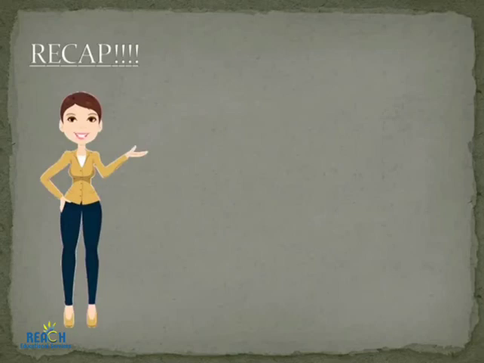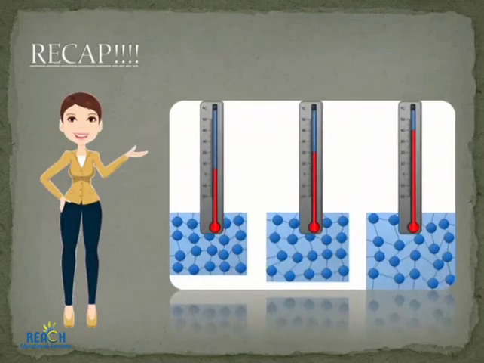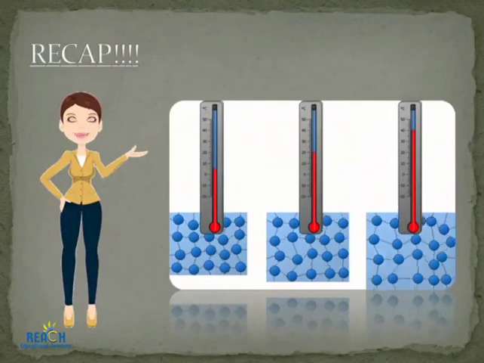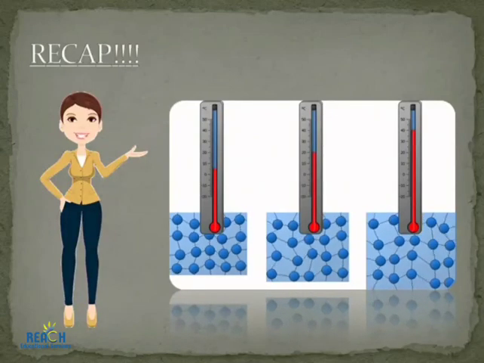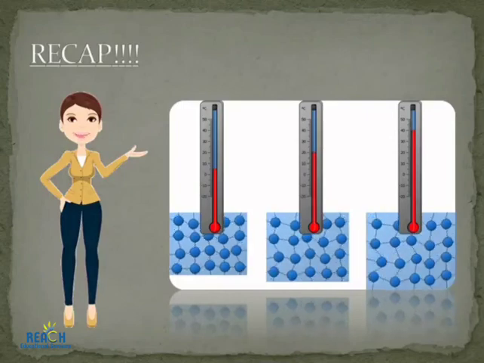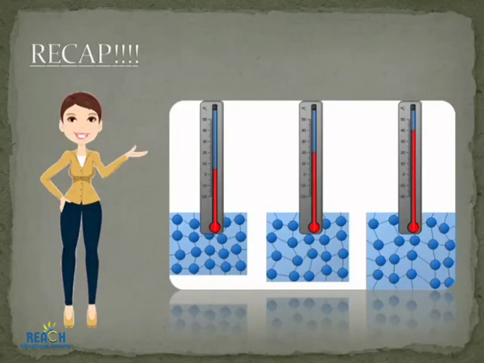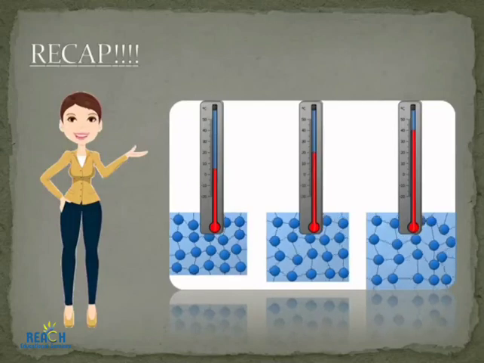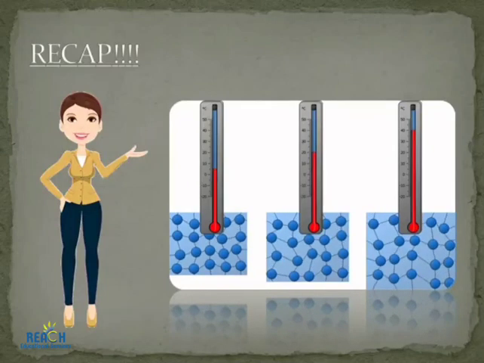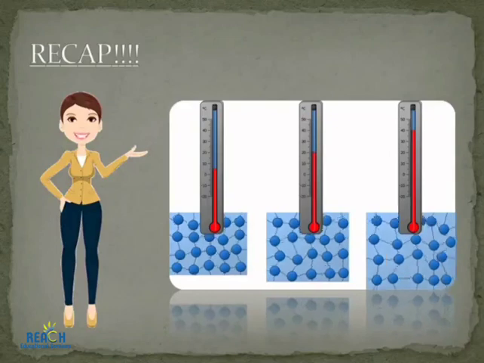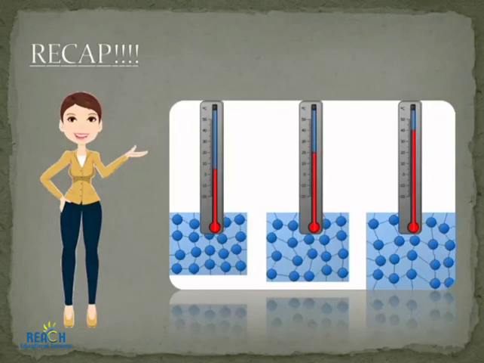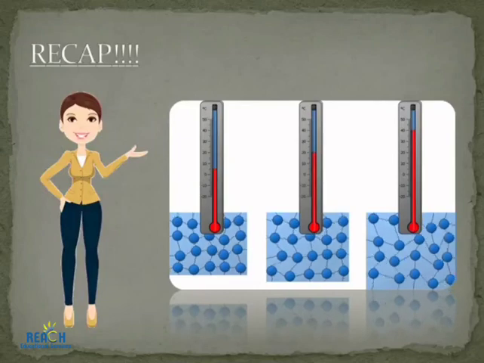So, with that said, do you know what time it is? It's time for our recap. So, what did we learn in this session? We learned that heat energy can affect the way particles will behave in our different states of matter. Adding heat energy causes particles to move faster, and as particles move faster and faster, it becomes easier for a change of state to occur.